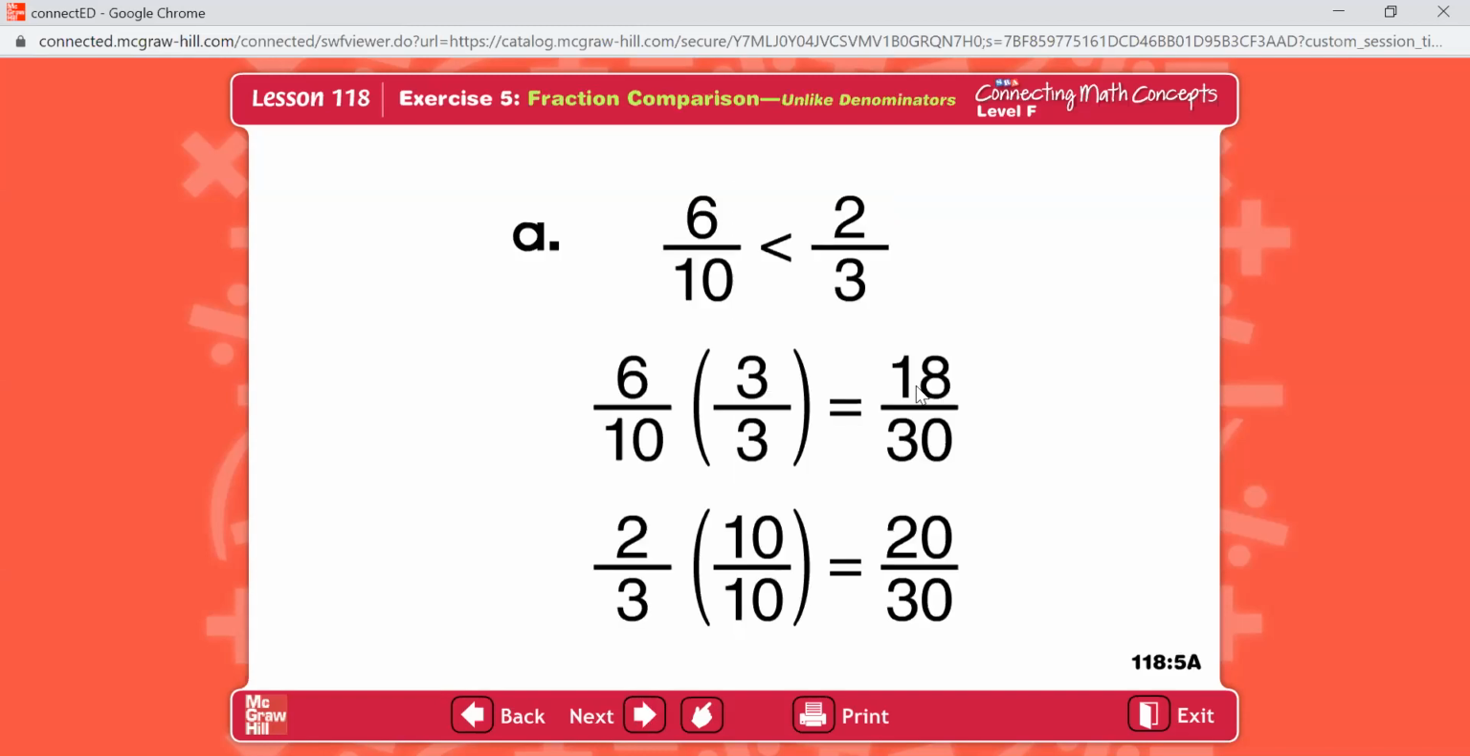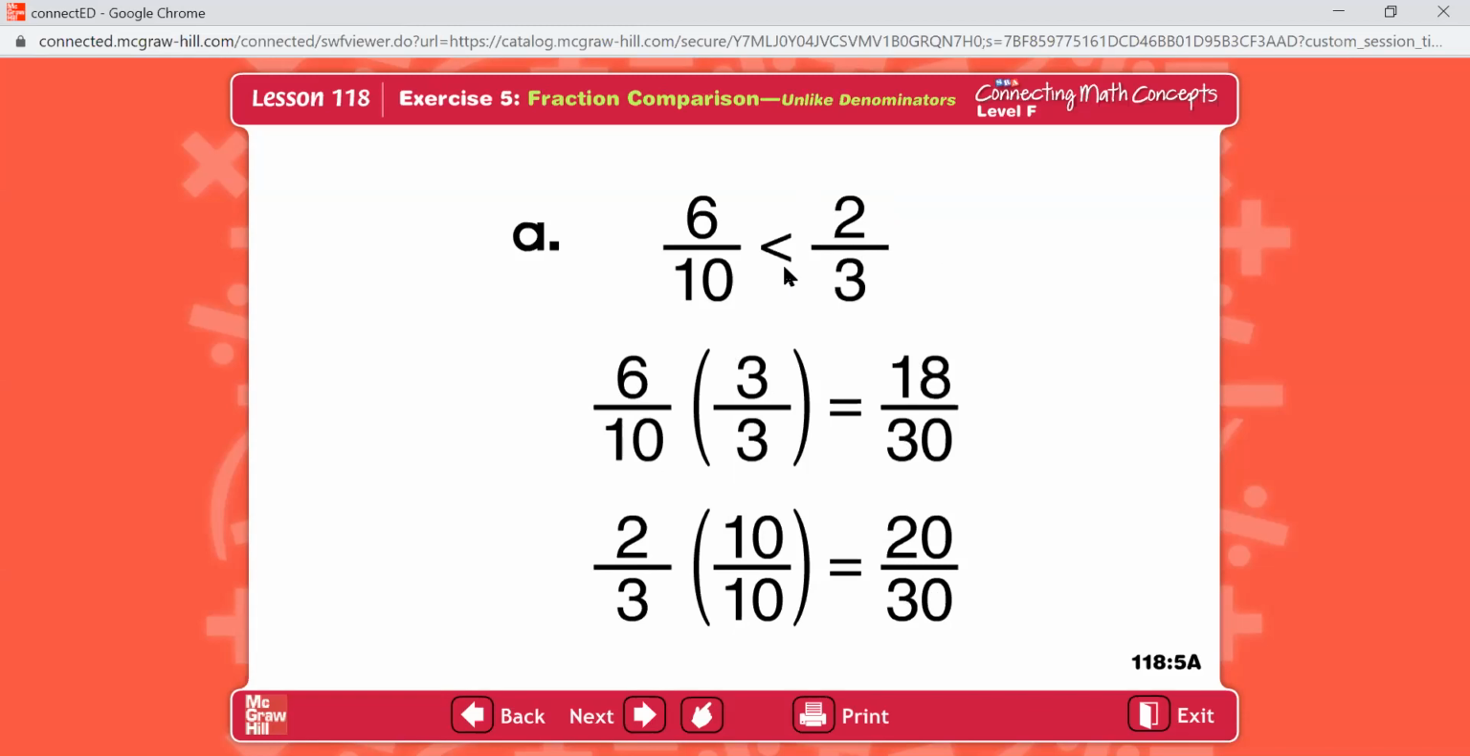Here's what you should have. You change the denominator to 30ths. So 6/10 turns into 18/30 and 2/3 turns into 20/30. Which is more? 2/3 is greater.